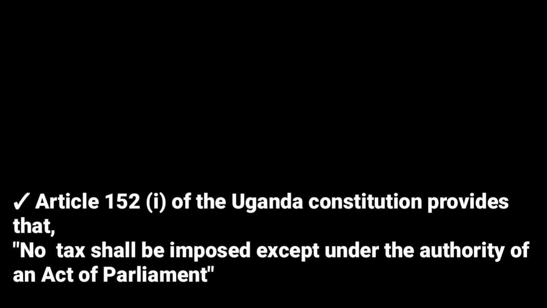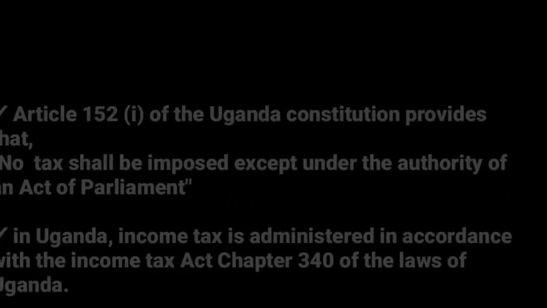Hence, the Uganda Revenue Authority Act, Chapter 196, was put in place to provide the administrative framework in which taxes under various acts are collected. Uganda Revenue Authority administers the tax laws on behalf of the Ministry of Finance. So here the main legal basis is Article 152, Part 1 of the Ugandan Constitution.